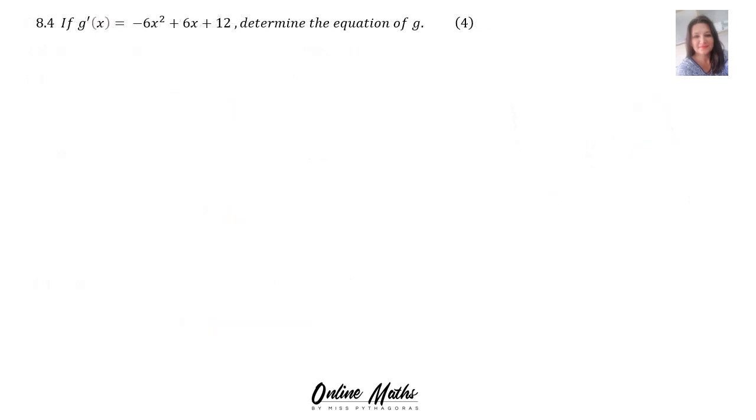8.4: If the derivative of g(x) is -6x² + 6x + 12, determine the equation of g. So now we are actually working backwards to find g's equation. First of all, it was given right at the beginning that the equation of g(x) is ax³ + bx² + cx. So we're going to work from there.